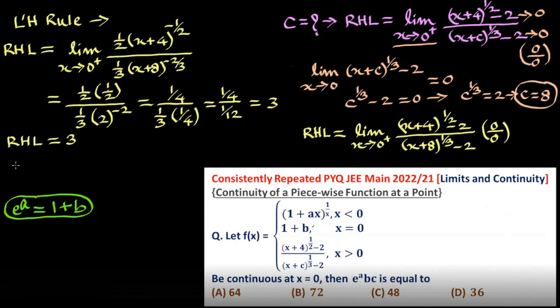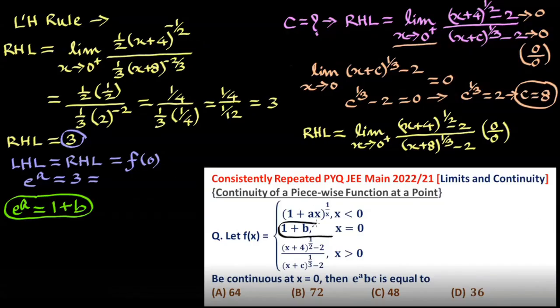It is given that the function is continuous at x equals 0, which means left hand limit equals right hand limit equals f(0). The left hand limit is e^a, equals the right hand limit, this 3, equals f(0), this 1 + b that we write here. This gives b equals 3 minus 1, which is 2. So we got all the three quantities.